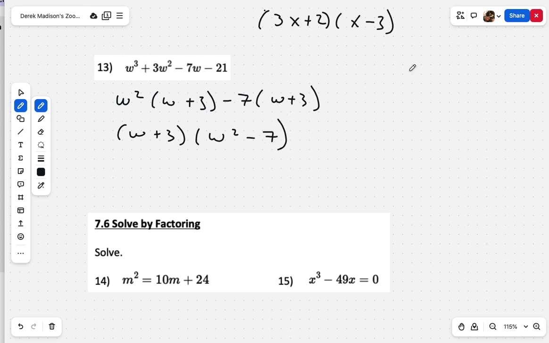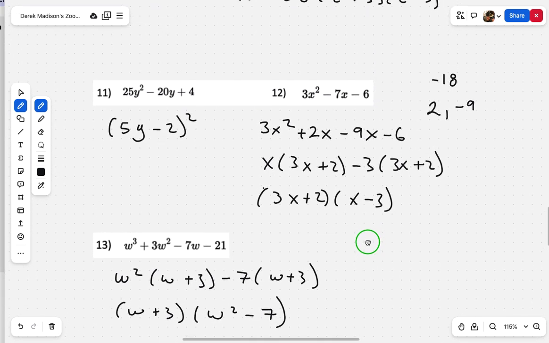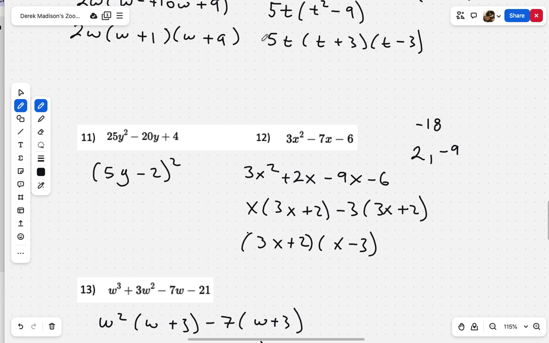So 2 terms, 3 terms, 4 terms. 2s and 4s, pretty straightforward because there's only one thing they could be. The 3 terms, that's where you kind of have to get where you can distinguish between those 3 styles so that you're using the right method.